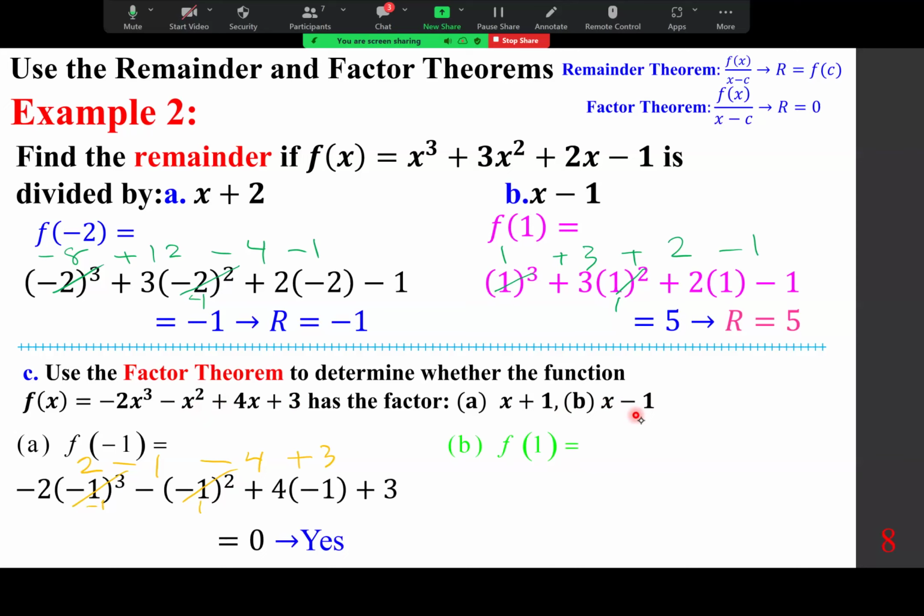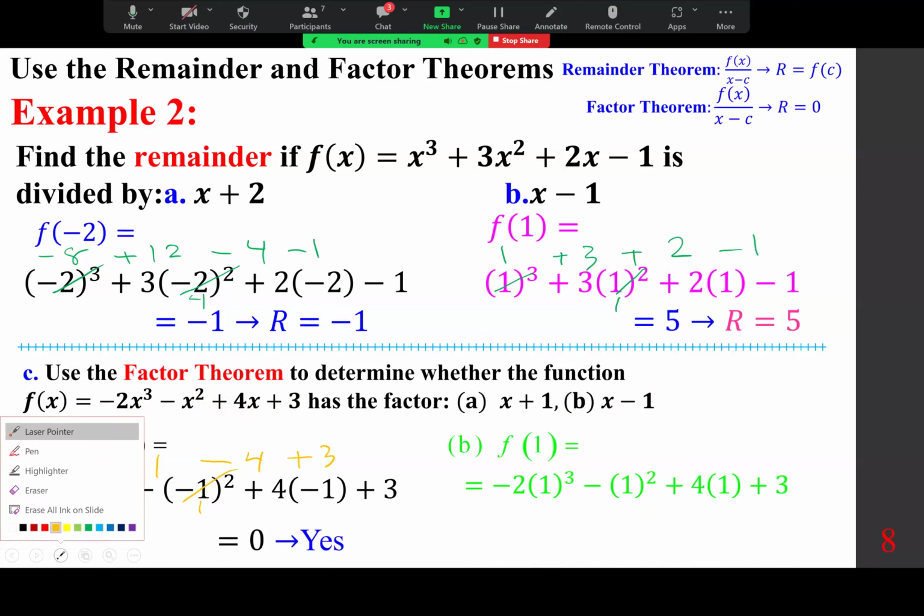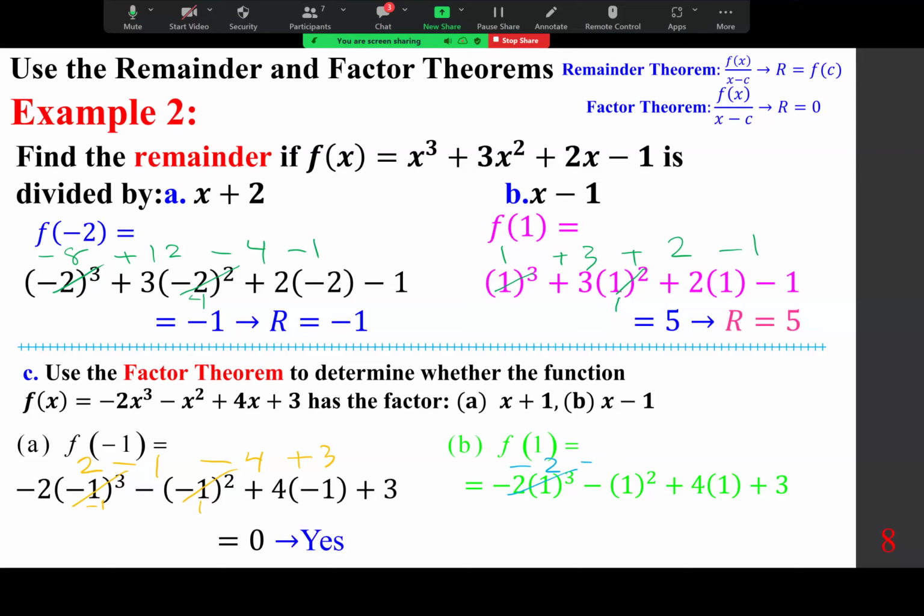So simply put, -2 times 1 cubed minus 1 squared plus 4 times 1 plus 3. That's all there is to it. And 1 to any power is itself 1. So this is -2 minus 1 plus 4 plus 3. The answer is 4. Therefore, x minus 1 is not a factor of f of x, because in order for it to be a factor, the remainder must become 0, and that's not the case here.